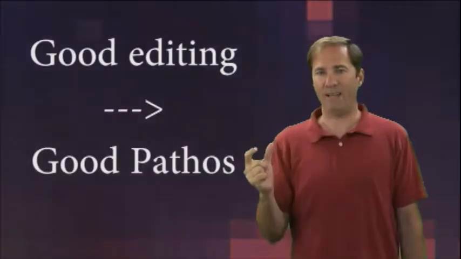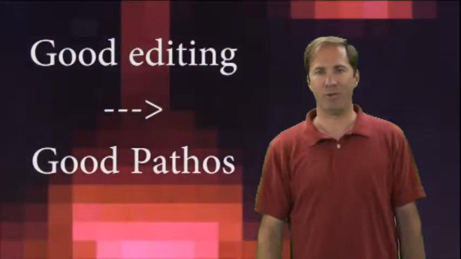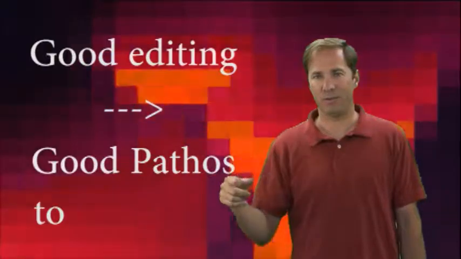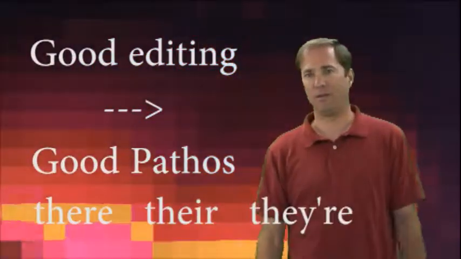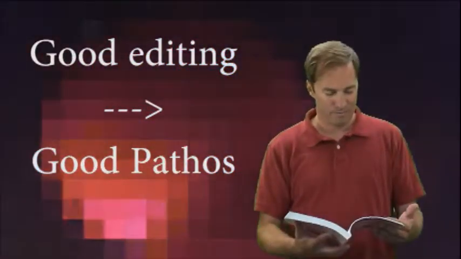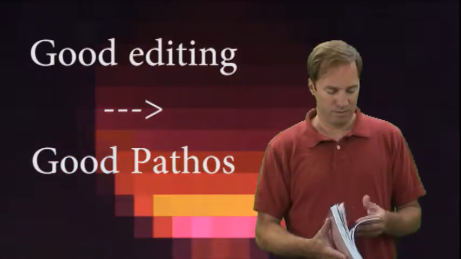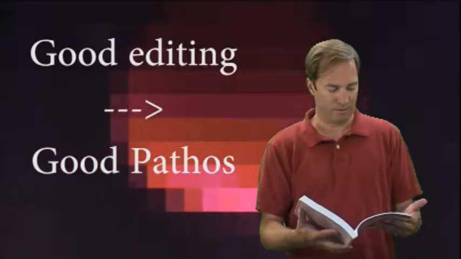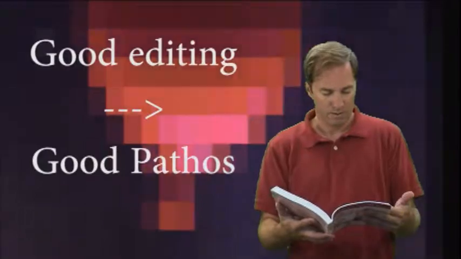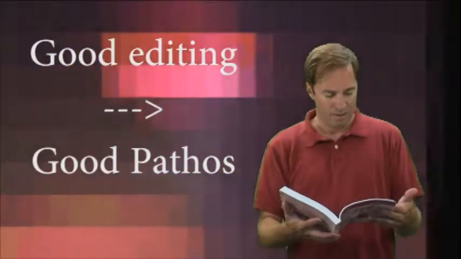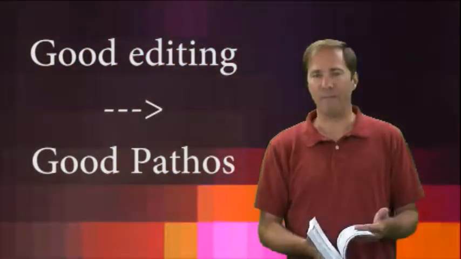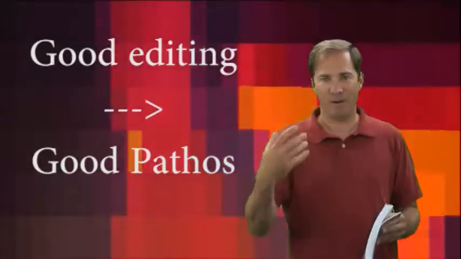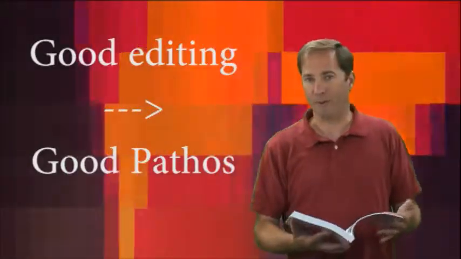The last way to have good pathos is to do good editing. Catch your typos. Make sure you know how to spell 2, 2, and 2. There, and there. Right? Fix your sentence fragments, unless you're doing that on purpose and effectively for your style. Don't leave a bad impression and make people think you weren't careful about your writing.